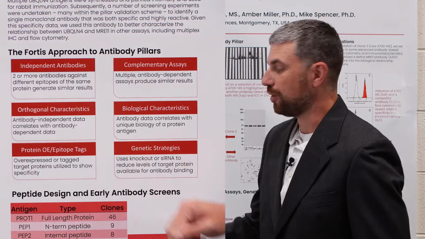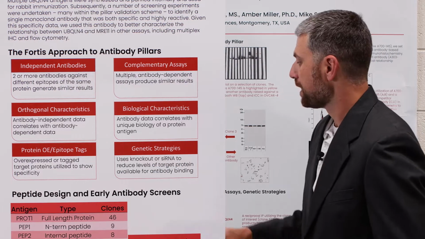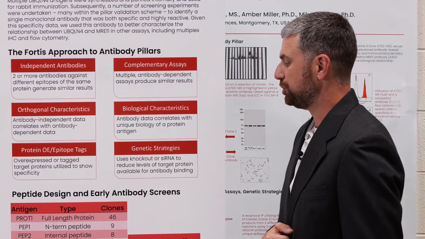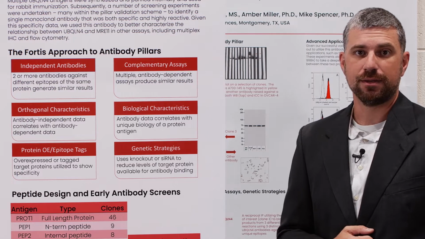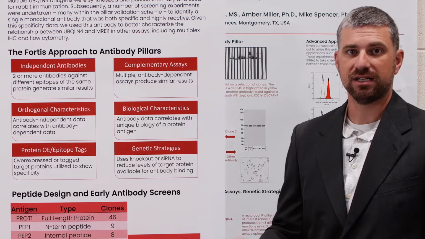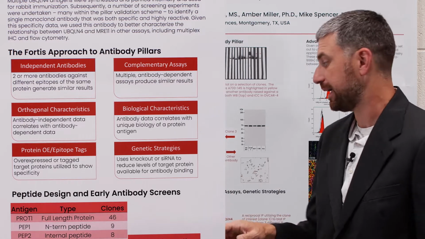We can also use overexpressed proteins or epitope tagged proteins to help show specificity, and we're also able to use what we call a genetic strategy, which is basically a knockout of that gene from the cell line and showing the expected on-off effect of that knockout.